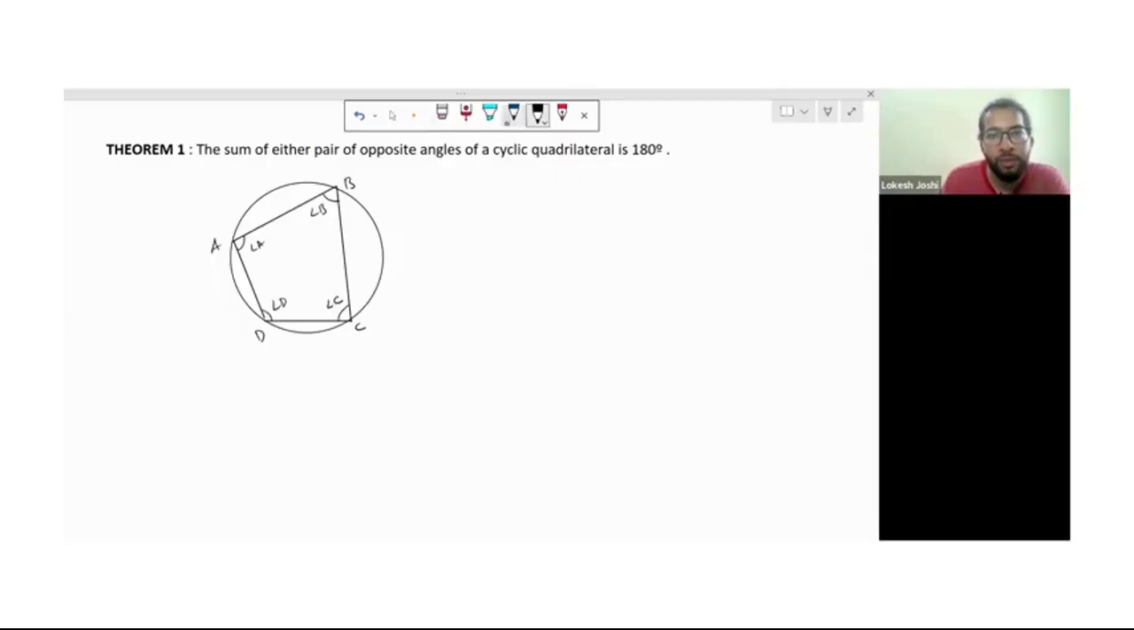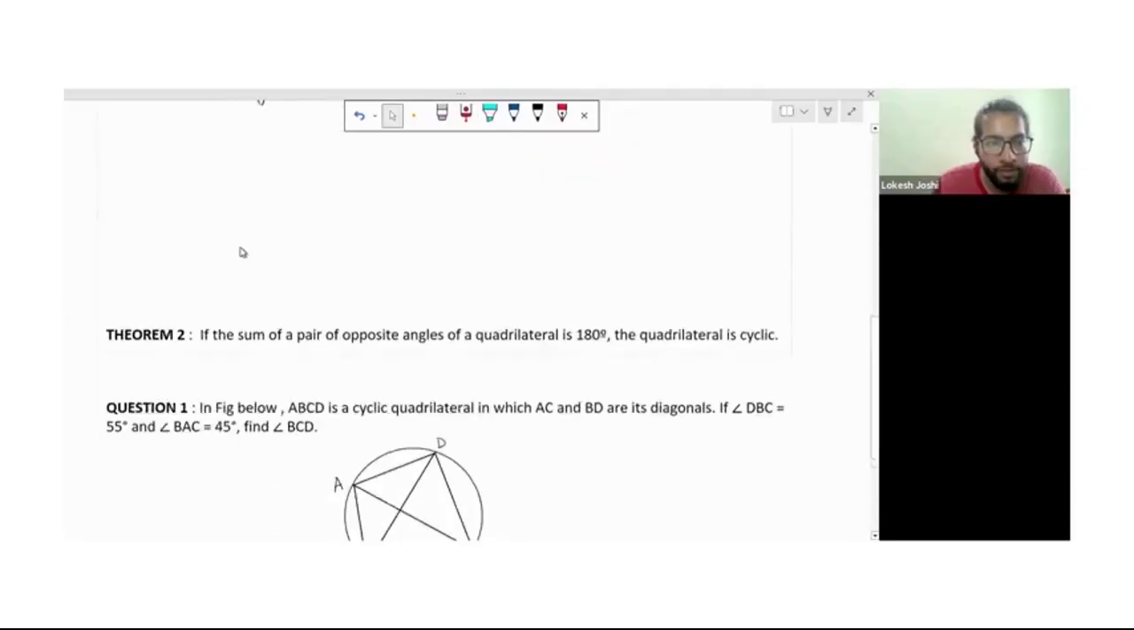Then according to this theorem, angle A plus angle C is equal to 180 degrees, and angle B plus angle D is equal to 180 degrees, which means the sum of either pair of opposite angles, like angle D and angle B, which are an opposite pair, will be 180 degrees, and the same applies for the other pair. So that's all for theorem 1.